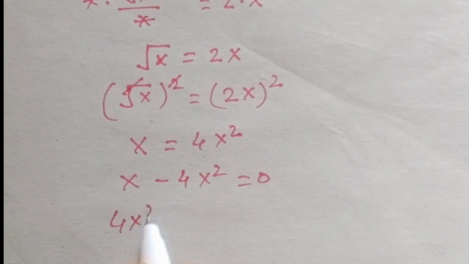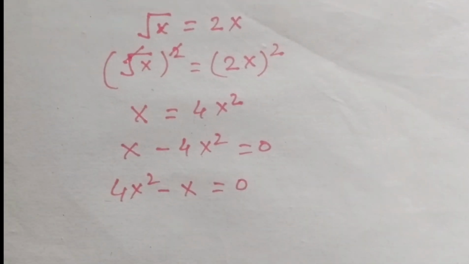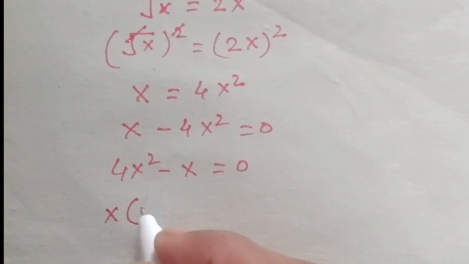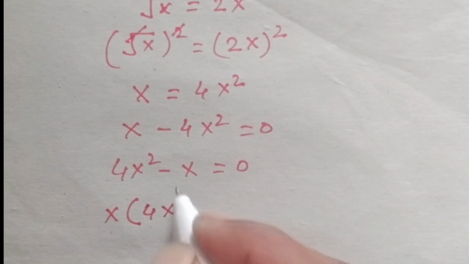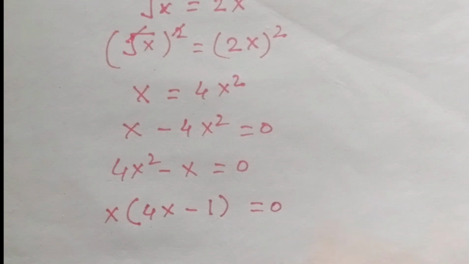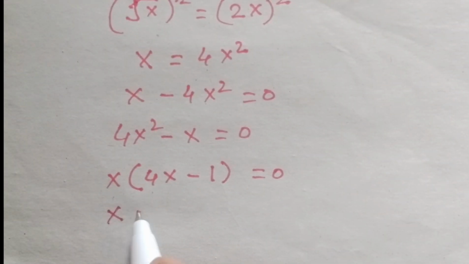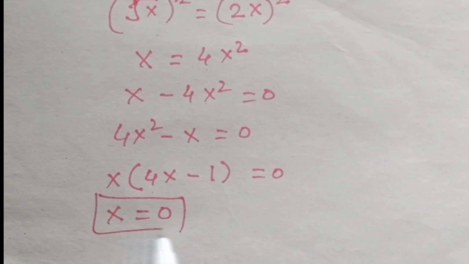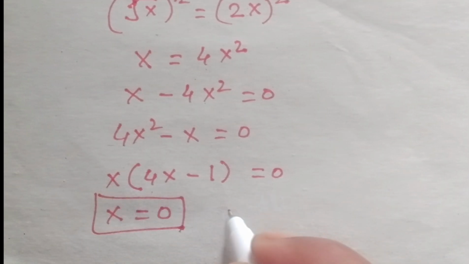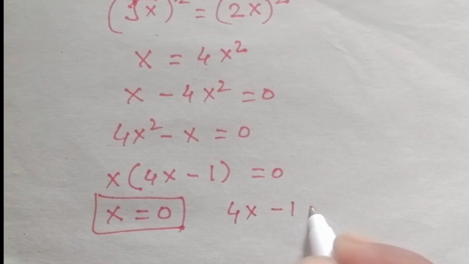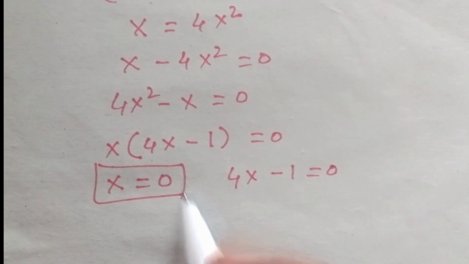Now we can move x to this side, so 4x squared minus x is equal to 0. In this case we can factor out x. So x times (4x minus 1) is equal to 0. So from here x is equal to 0, and 4x minus 1 is equal to 0.